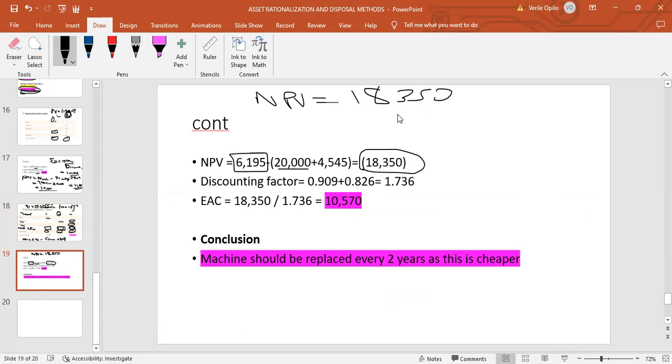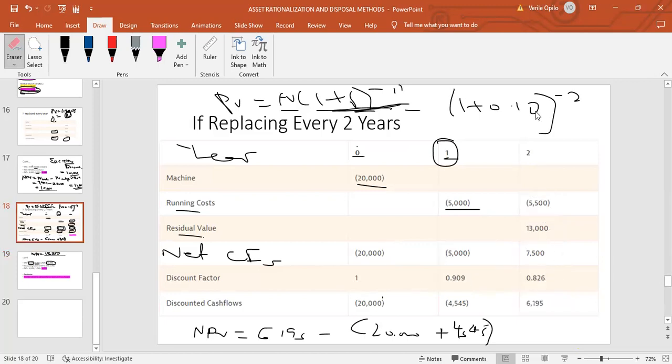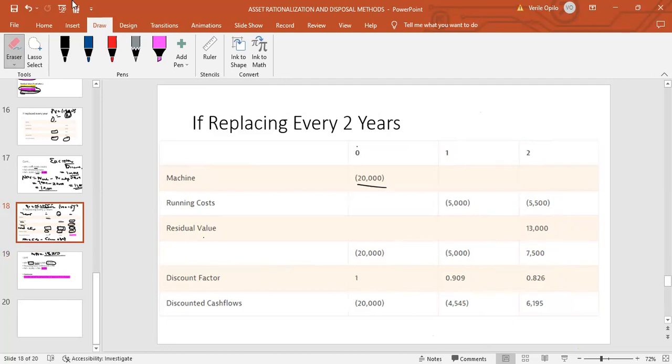In this case, we'll ignore the negative sign and then divide it by our discount factor. The discount factor, in this case, we had two discount factors. We had one for the first year, and then we had one for the second year. So in that case, to get the total discount factor, we're just going to add the discount factors for the 2 years.